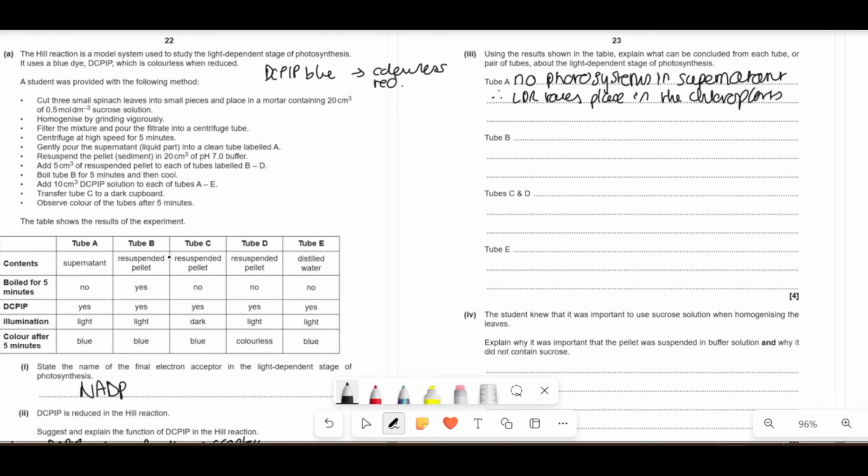Now for tube B, they've got the pellet, that's fine, so we've got what we want, but they boiled it for 5 minutes. Everything else is ideal, but there's still no DCPIP reduction, so we've got to think now. They boiled it, and for some reason, the light-dependent reaction stopped. So clearly, the only thing that's probably the case is that enzymes are needed for the light-dependent reaction, because boiling them stopped it. Boiling the tube stopped it.